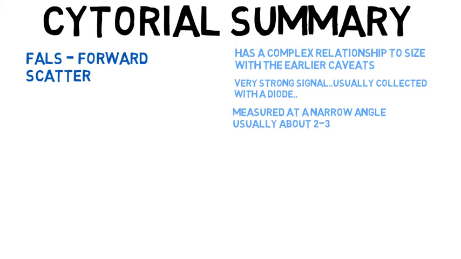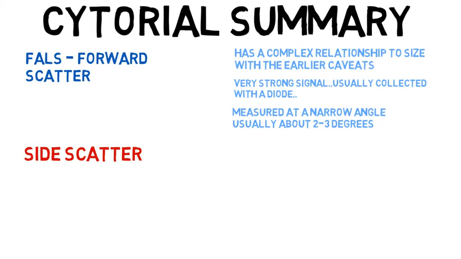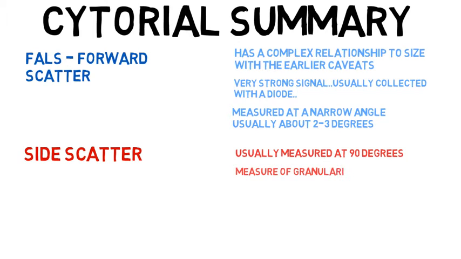Regarding side scatter, that is usually measured at 90 degrees to the laser beam. That is also called orthogonal scatter or wide angle scatter. It is a measure of the granularity and complexity, and combined with forward angle scatter can be very useful in differentiating several different cell populations.